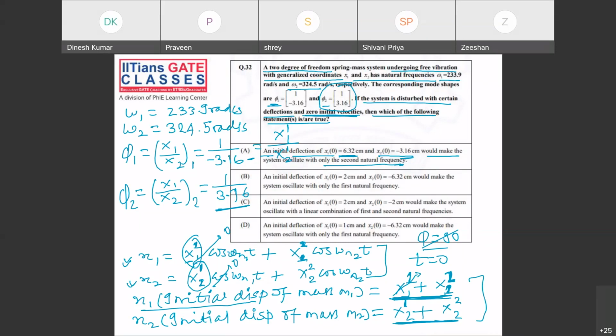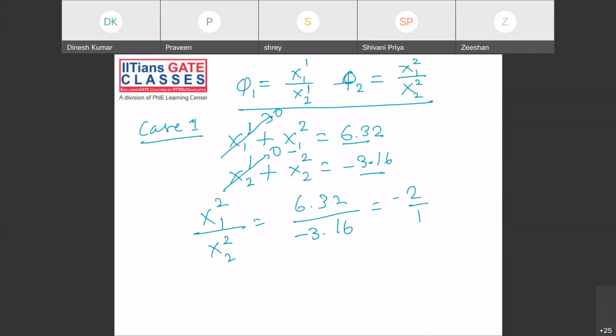Everyone, is it clear? Yes or no? Okay, I believe it is clear. If it is not, you guys can ask doubts. So this first option is wrong. It cannot be the answer. Okay, so now let's see case 2.